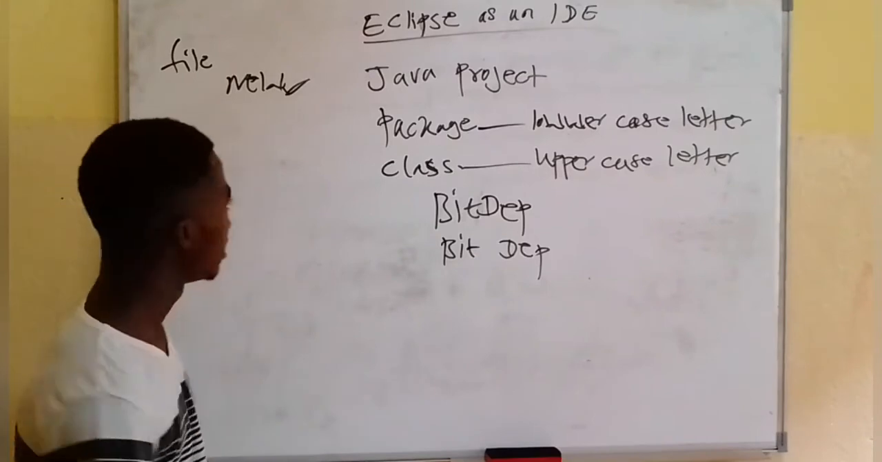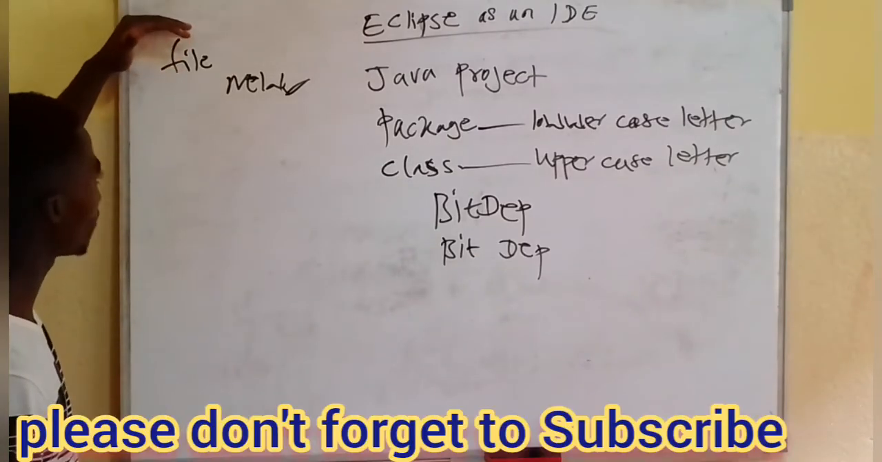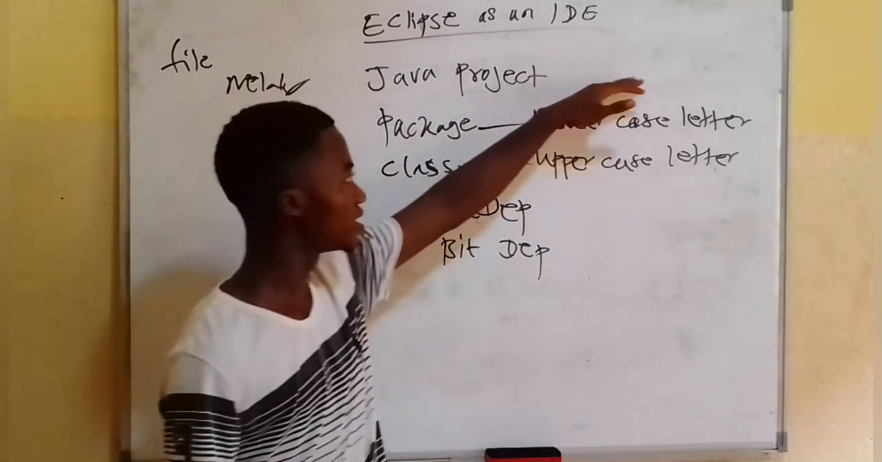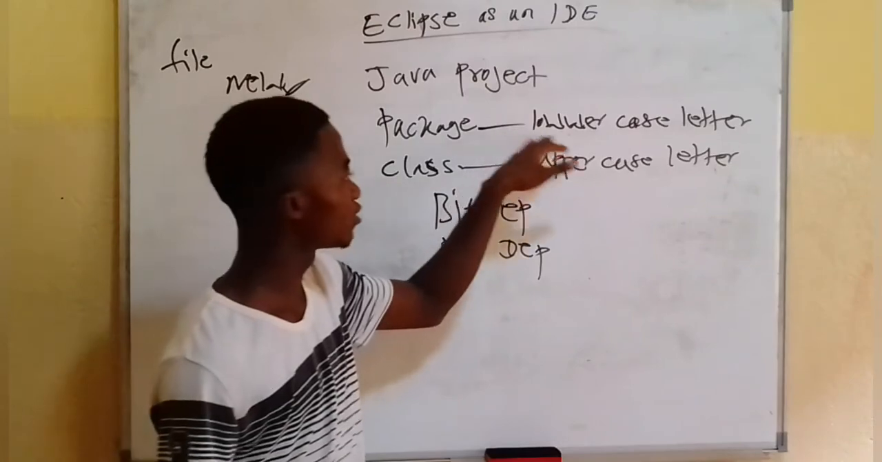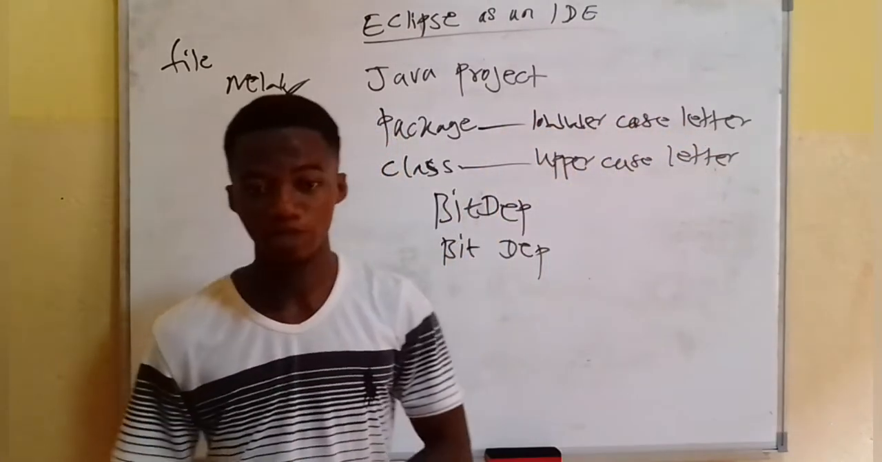When it's launched, you go to this particular area, you see File, and then you go to New, you go to Java Project, you give your project a name. Your package, you start with a lowercase letter. You name your class, you start with uppercase, just as I've explained to you.